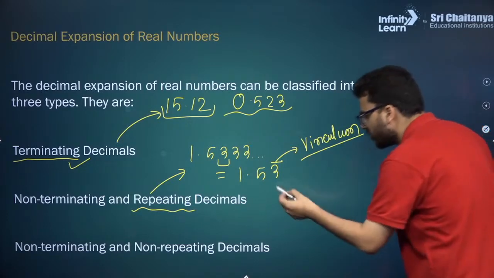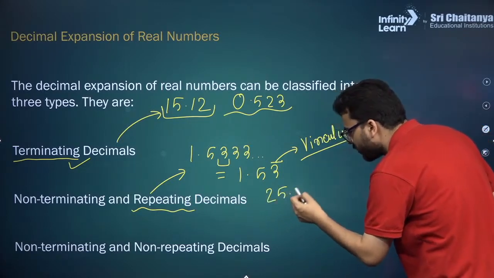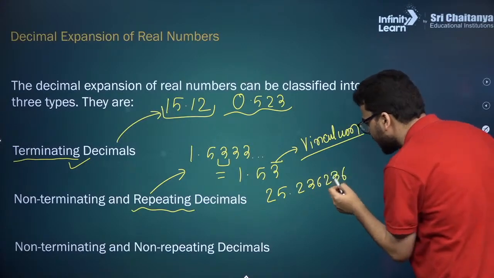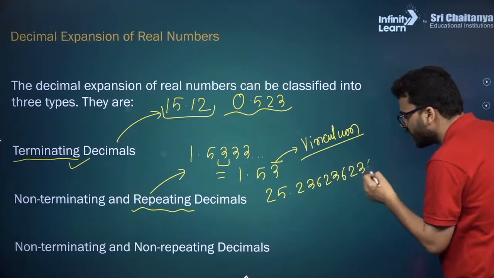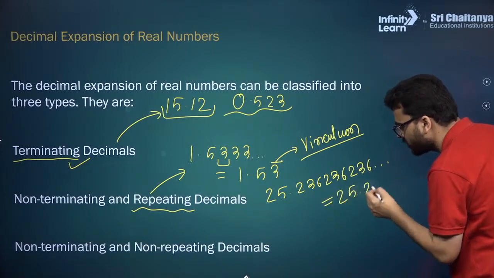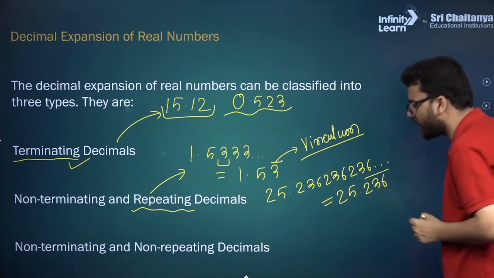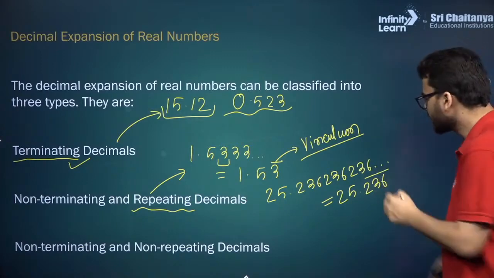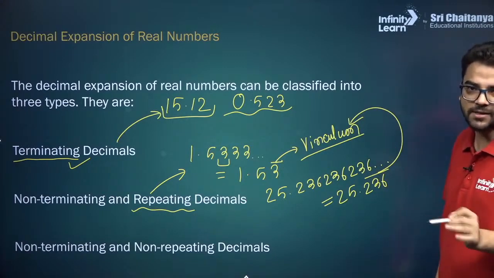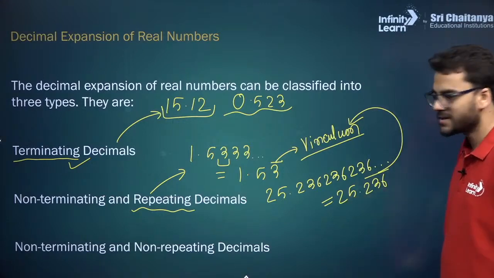So you can take some more examples. For example, 25.236236 is repeating over here. It is keeping on repeating like this. So what can I say? I can say it is 25.236 and I can put a bar over it. And this bar is called vinculum. You can call it a bar as well. It is not a crime as such. So I hope this thing is clear.